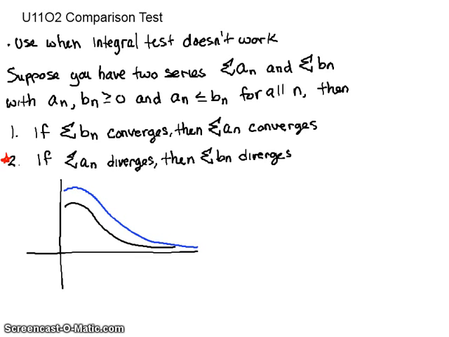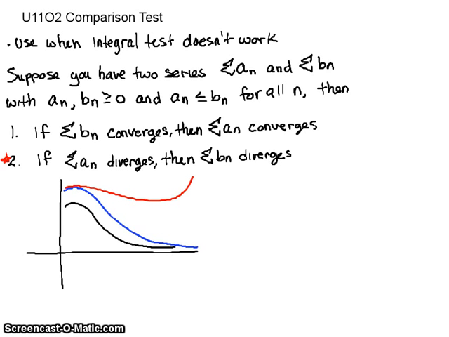If b of n looked like this, well, b of n is always going to be greater than that black a of n. But that black a of n looks like it converges based on my graph, and the red b of n is not going to converge. So this only works the way that it's written, it doesn't work both ways. So we can only say that B diverges if A diverges. We can't say the other way around.